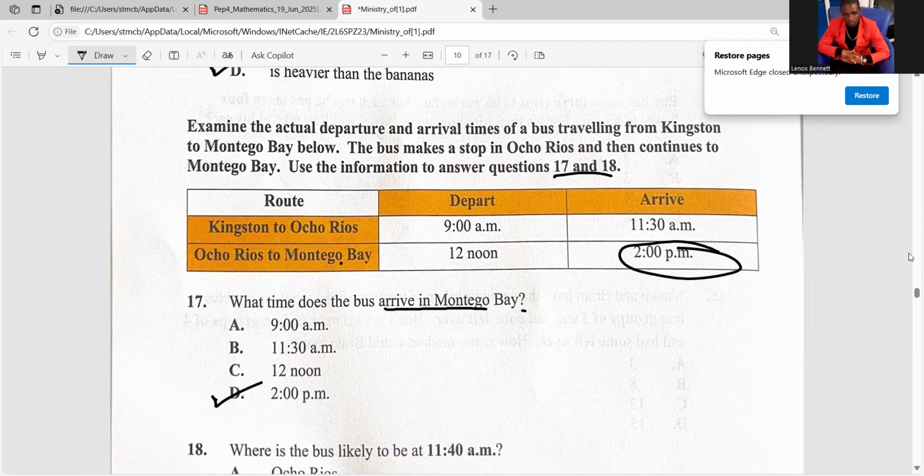All right, let's look at 18. Where is the bus likely to be at 11:40?